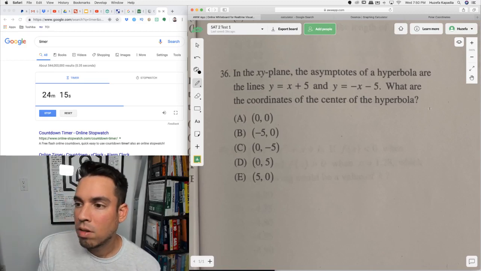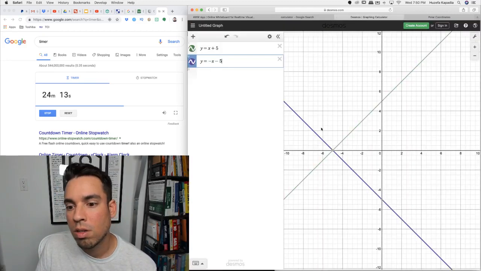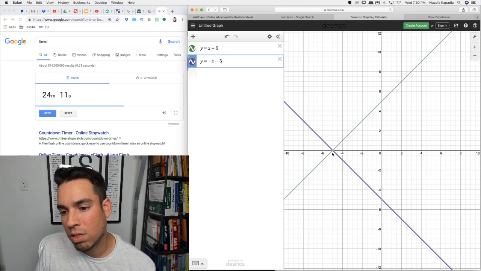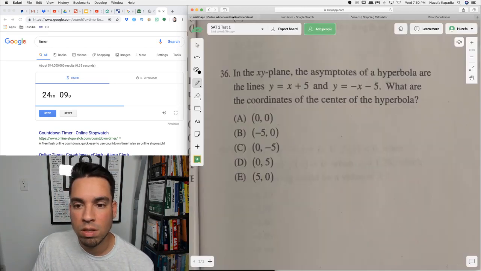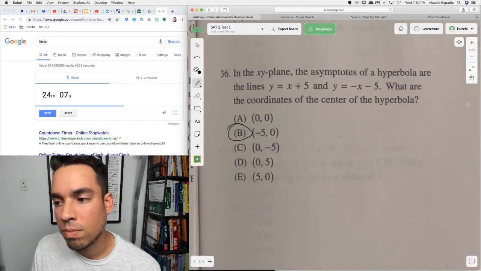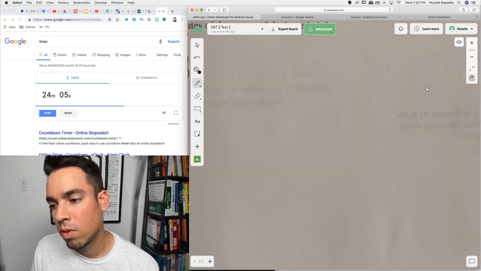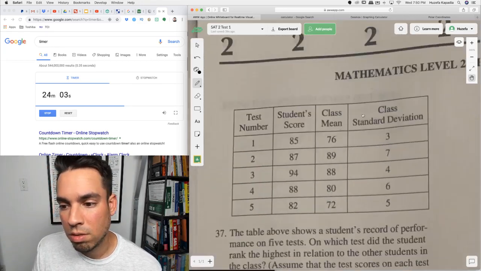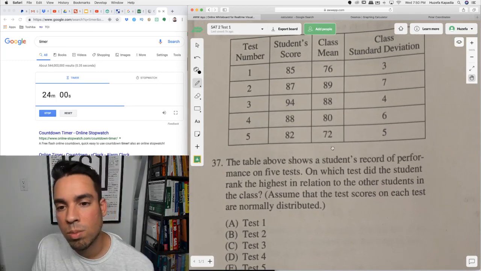So here's the coordinates, and then I don't know. Hold on. Oh, the center is just where they cross. It doesn't matter if it's going this way or this way. The center is here. It's negative 5, 0. That's it. It was pretty easy once we graphed it.